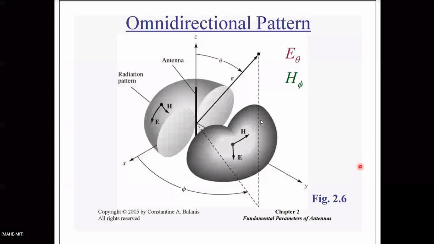What is the pattern in the phi is equal to constant plane? Sinusoidal. It is like sine theta, what I showed you. Right? Something like sine theta. Can you understand this?